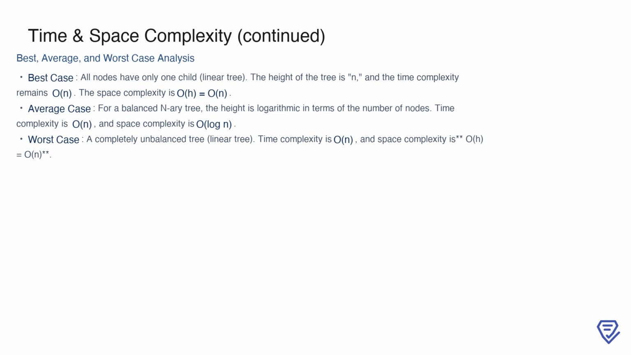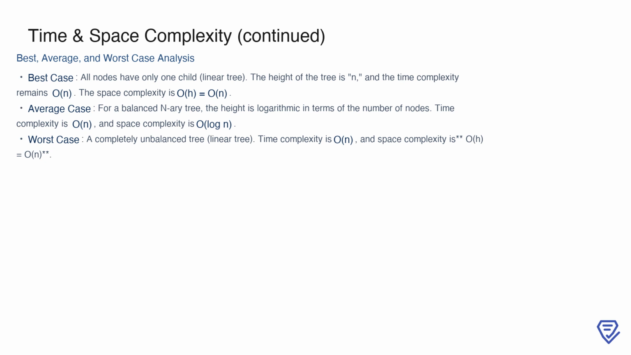Next, let's break down the best, average, and worst-case scenarios for this algorithm. In the best case, where all nodes have only one child, the tree forms a linear structure. Here, the height of the tree equals the number of nodes, n, resulting in both time complexity and space complexity of O(n). In the average case, for a balanced N-Ary tree, the height of the tree is logarithmic in relation to the number of nodes.